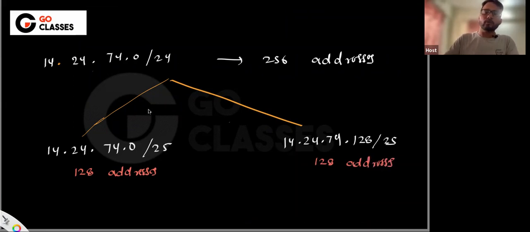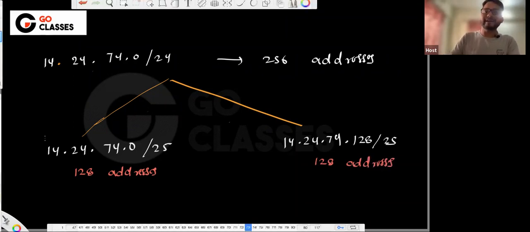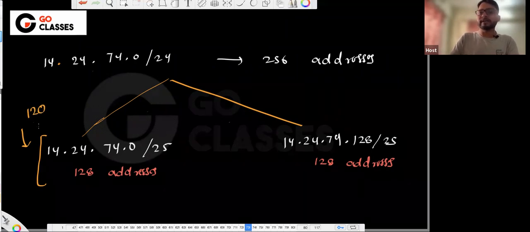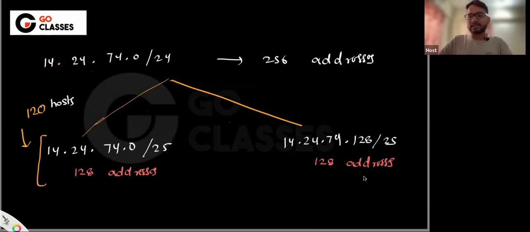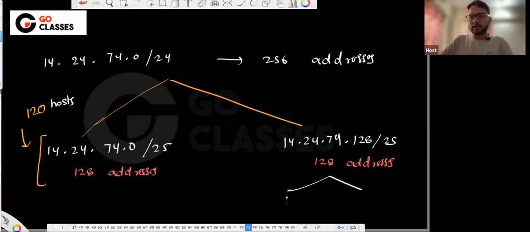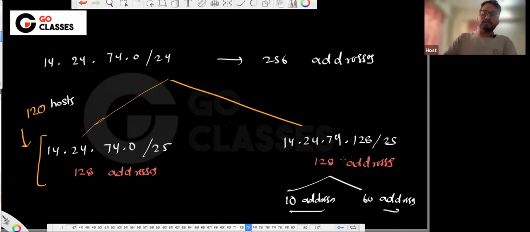Now, I needed 120 hosts for one of my departments, maybe electrical, computer science, or one of the divisions. So I will be giving this particular chunk, which is having 128 addresses. Since I need to further divide the second chunk into multiple chunks, which are 10 and 60, 10 addresses and 60 addresses I need from here, then I will be using this chunk.